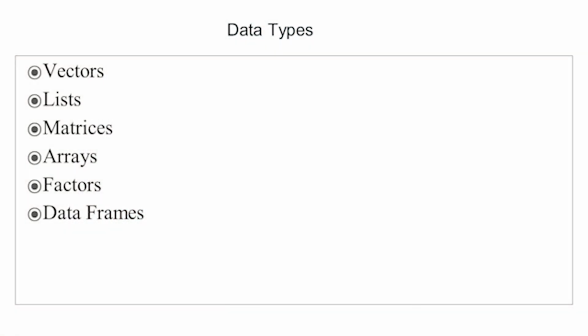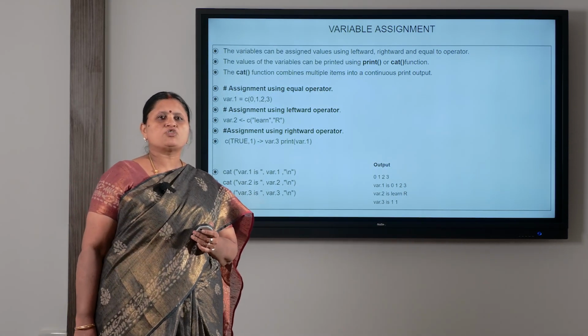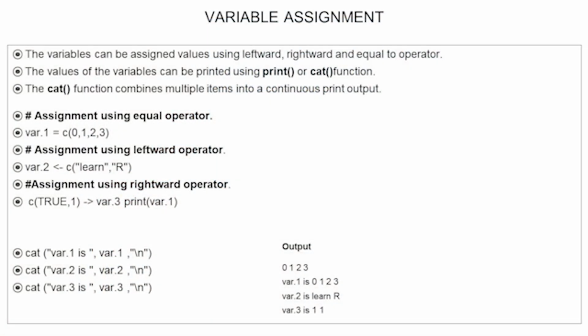They are vectors, lists, matrices, arrays, factors and data frames. Before moving into the data types, we should know the new feature available in assignments. Normally in any programming language, whenever we want to create a variable and set a value to it, we just use equal to. But in R, we have two other operators to represent the assignment of values to a variable. So we have 3 different combinations of assignment.